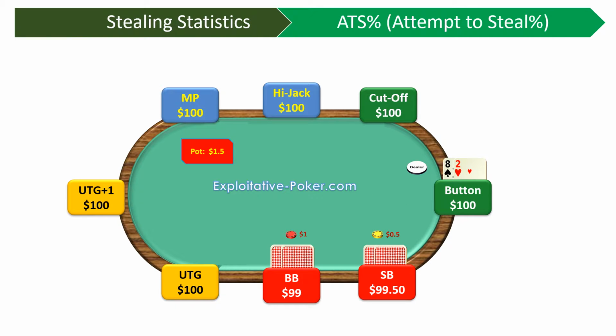The next category of HUD statistics are stealing statistics. There's the attempt to steal statistic and the fold versus steal statistic. The attempt to steal statistic represents the frequency that a player raises first in from late position. Late position is like the cutoff and the button. If you're in the blinds, you would use this statistic to work out if the button or cutoff are stealing with a wide range of hands.